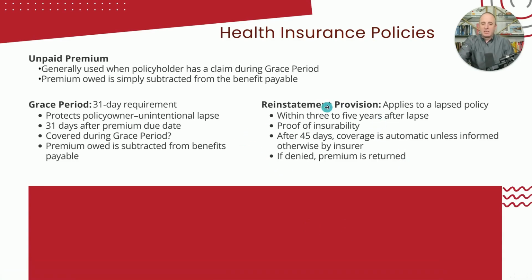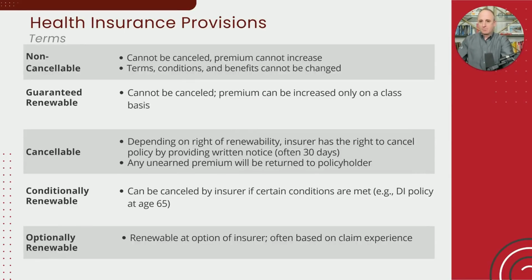Same 3 to 5 year lapse rule. You have to have proof of insurability at the time you want to reinstate it. And after 45 days, let's say you submitted your paperwork and you haven't heard anything, after 45 days, it's automatic unless you've been told otherwise by the insurer. And if they review the paperwork and say you're actually not insurable at this time, then they'll return the premium that you submitted.